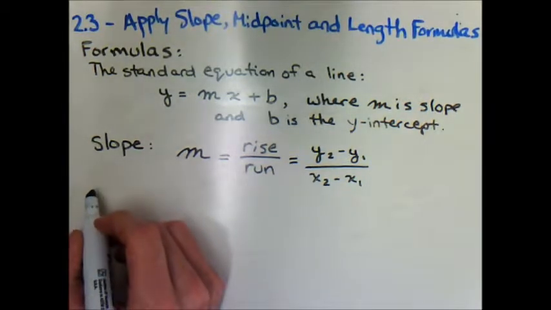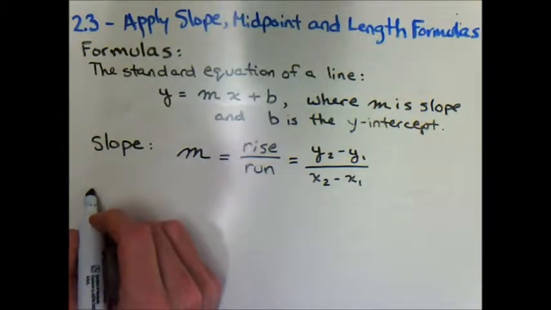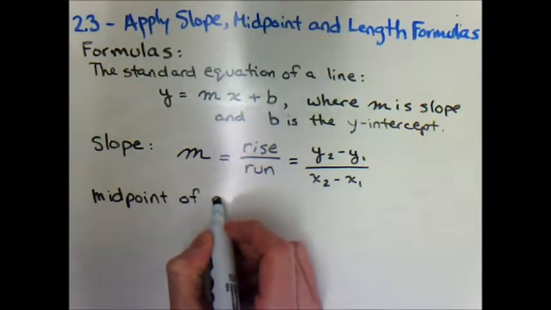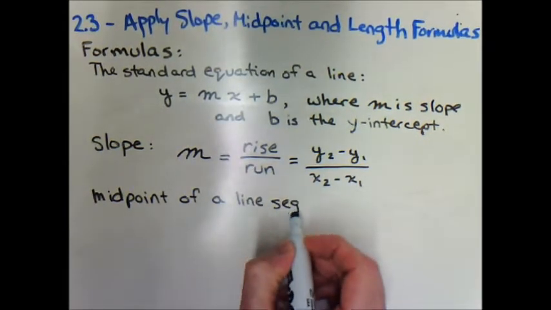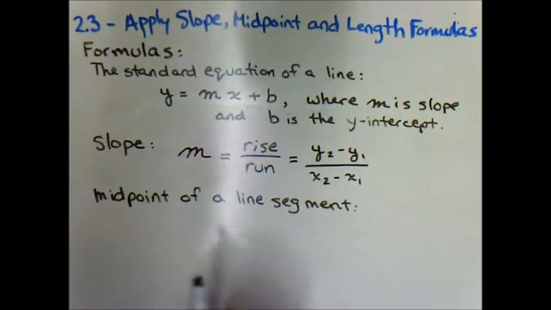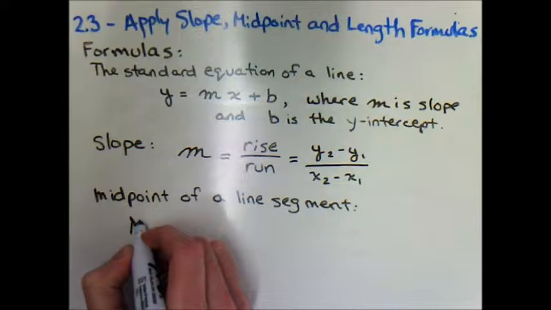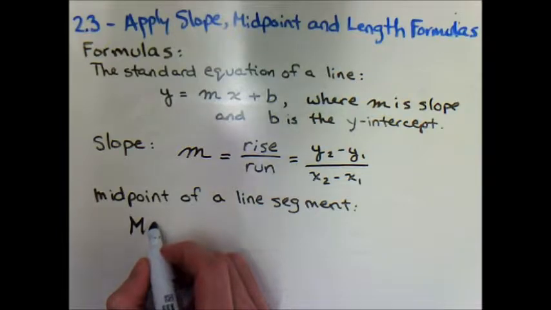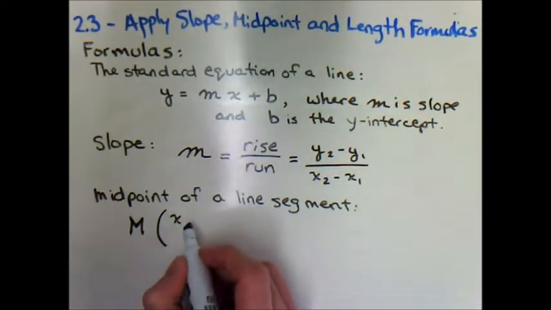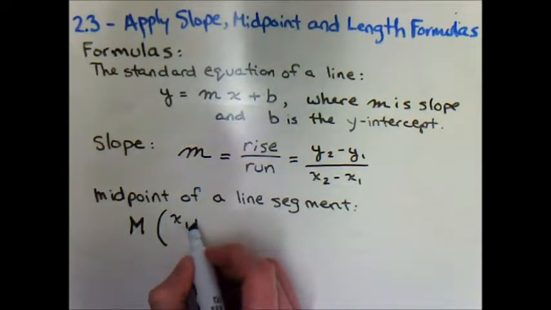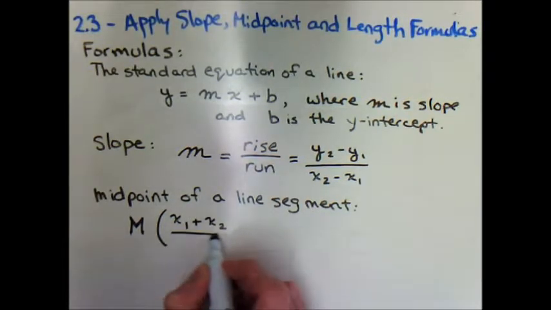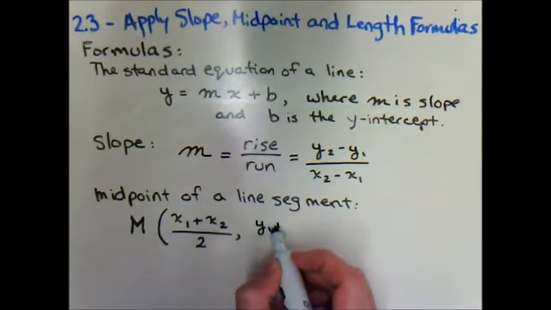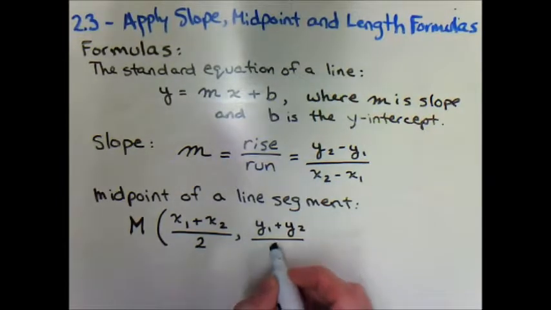Good. We also have a formula for finding the midpoint of a line segment. The midpoint of a line segment is represented by the capital letter M. You can really give it whatever label you want, but M is found by taking the average of the 2 points that make the line segment. So x1 plus x2 divided by 2, and also for our y coordinate, y1 plus y2 divided by 2.